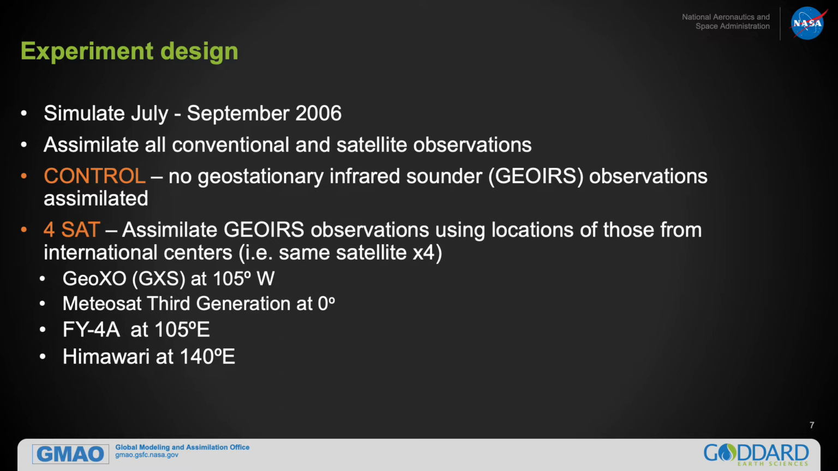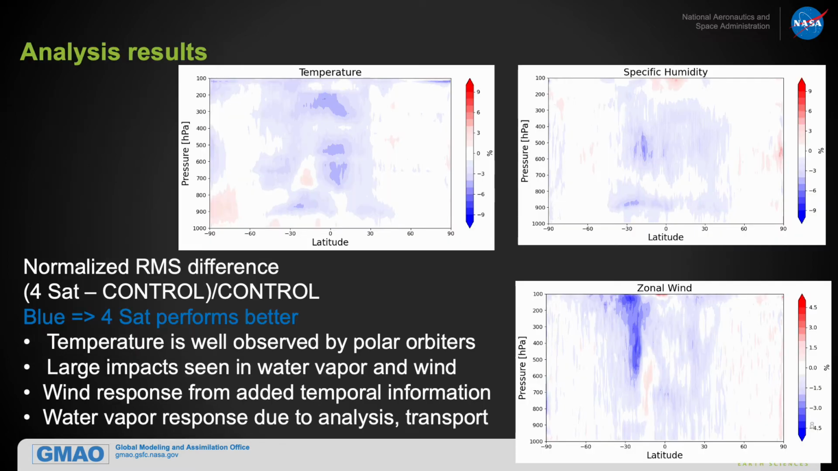Differences between these 2 experiments in the representation of the atmosphere can be attributed to simulation of observations from these 4 geostationary IR instruments. For the analysis, the assimilation of GeoIRS observations led to multiple improvements in the simulation. Displayed here are the globally averaged, normalized root mean square differences, 4SAT minus control divided by the control, computed against the nature run, or truth.